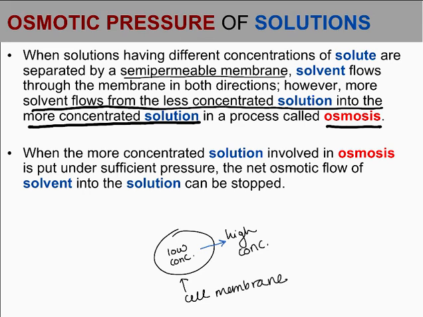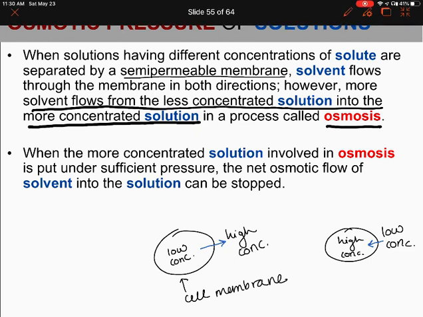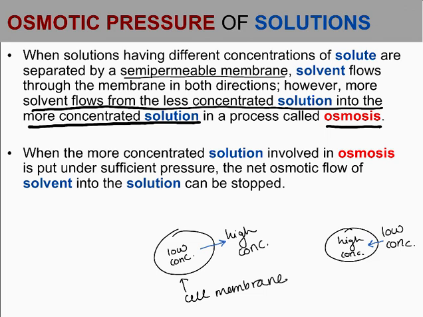Now, if the situation is reversed, so let's say we have a cell with a high concentration of solute in the cell and a low concentration of solute outside of the cell, then water's going to flow from the low concentration area to the high concentration area. That could increase the pressure inside of the cell, which could cause it to burst. So we always want to maintain an appropriate concentration inside and outside of our cells.